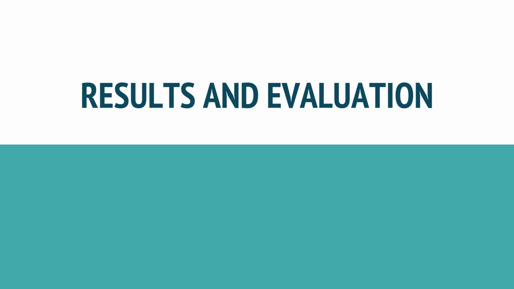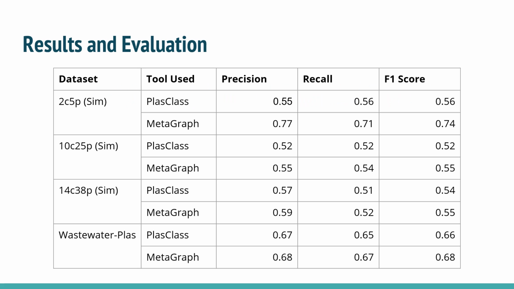Now we are going to discuss the results of MetaGraph. We evaluated MetaGraph on the set of simulated datasets and the real dataset introduced in the previous section. This table compares the results of using only plus class versus enhancing plus class results with MetaGraph. MetaGraph has been able to improve upon both precision and recall of the plus class results, hence resulting in a higher F1 score. When the graph is highly connected, the improvements to the results are high. This is due to the fact that the graph neural network can propagate the features better when its connectivity is high.